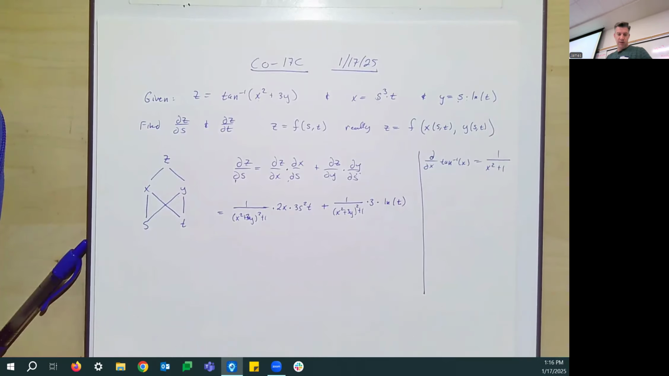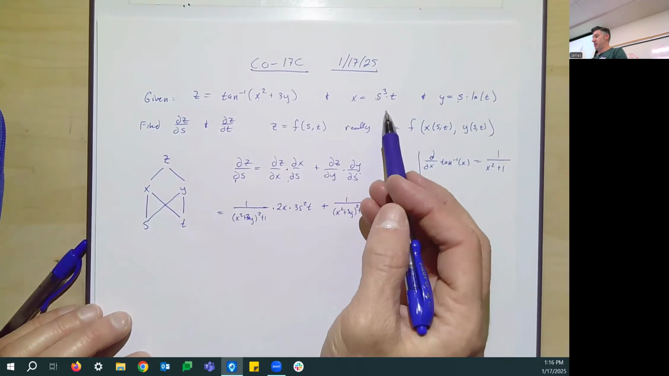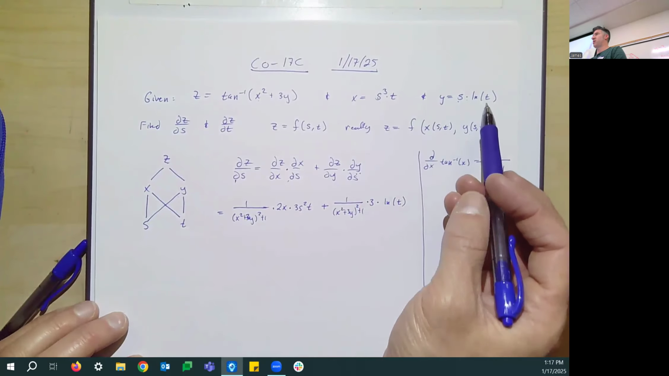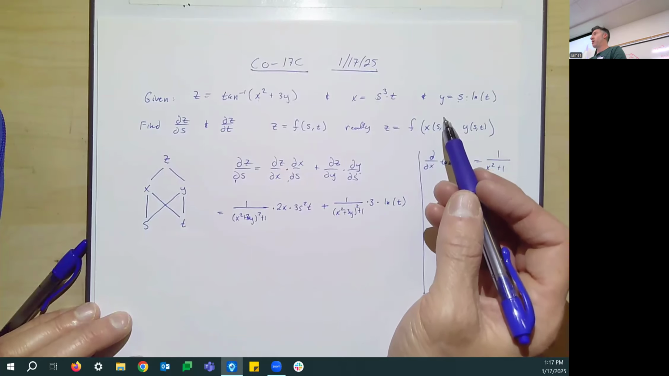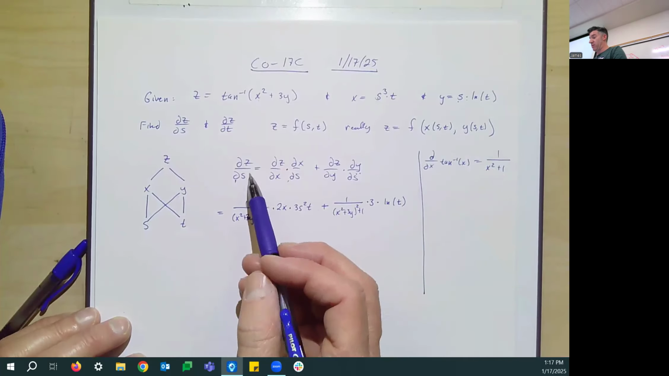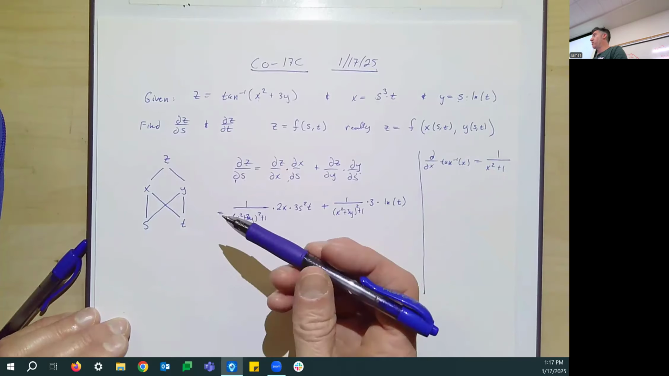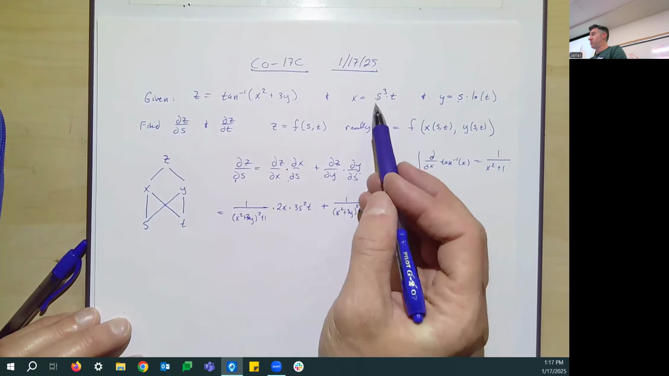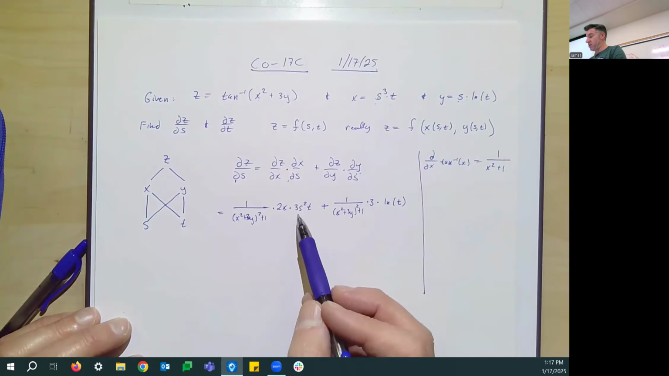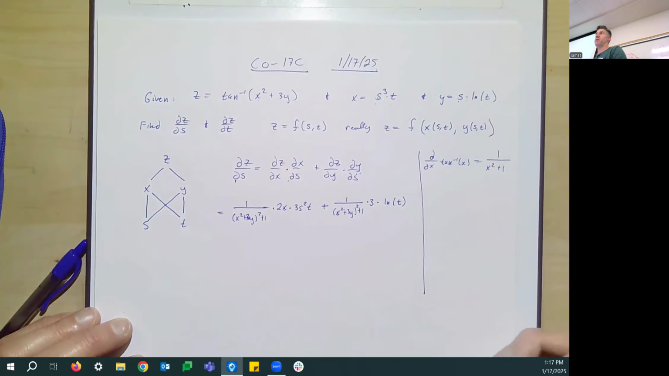How do I feel about this? I don't think it's necessary for me to replace x with s cubed t and y with s natural log of t. It's a lot of writing that's not going to show you a whole lot other than that I could write it out. But if you wanted to write it specifically so that it depended on s and t, you would go ahead and replace each instance of x with s cubed times t and each instance of y with s times natural log of t.